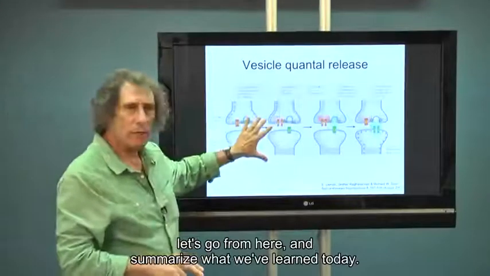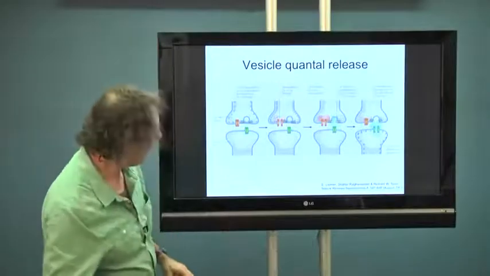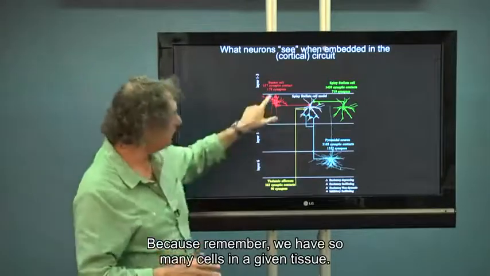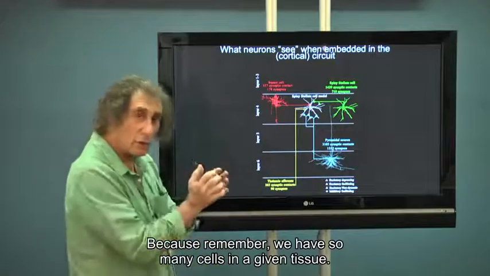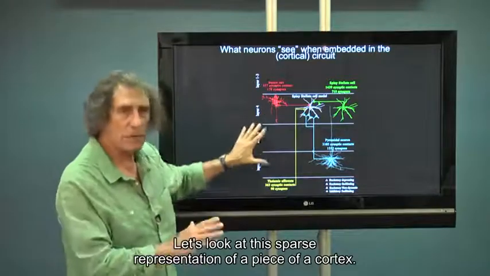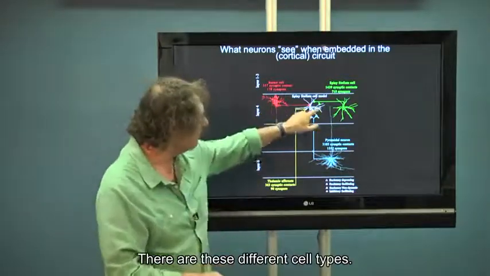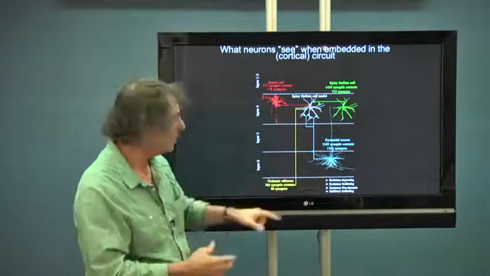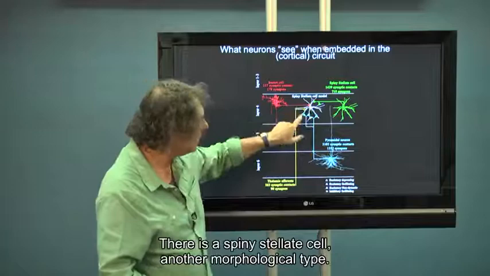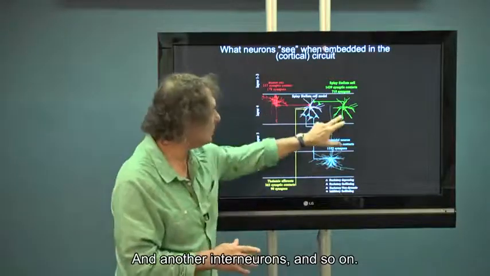Okay, so let's go from here and summarize what we've learned today. First, let's look at a network, because remember, we have so many cells in a given tissue, very, very dense. Let's look at a sparse representation of a piece of a cortex. There are these different cell types. I mentioned the pyramidal cells. There is a spiny stellate cell, another morphological type, and another interneurons, and so on.